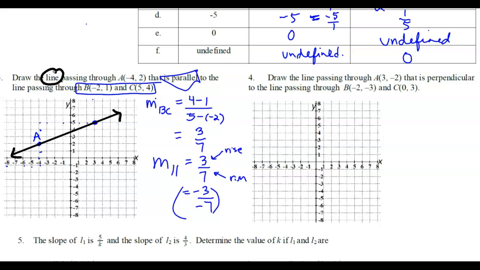Now, if you wanted to, rather than using the formula, you could plot -2, 1 and 5, 4, and then join those up and look at what the slope is there. So we're going up 3 to the right 7, which is what we found it to be. So then from point A, we go up 3 to the right 7. It's the same final result.